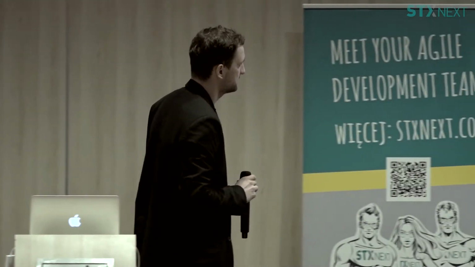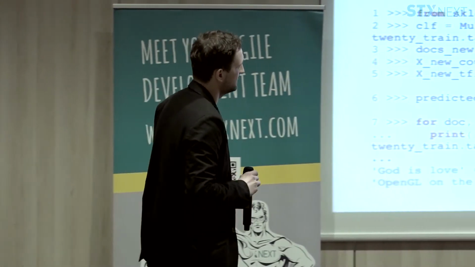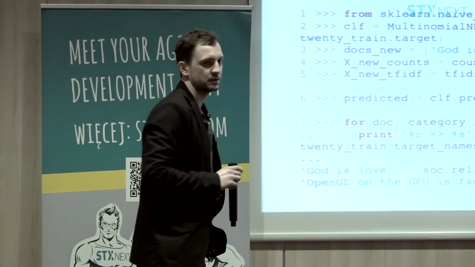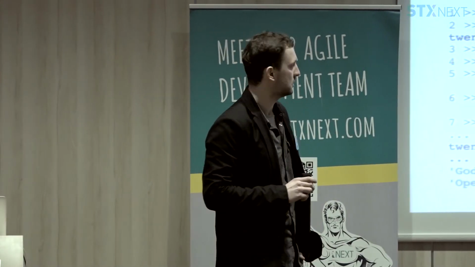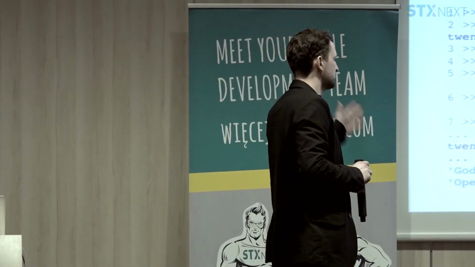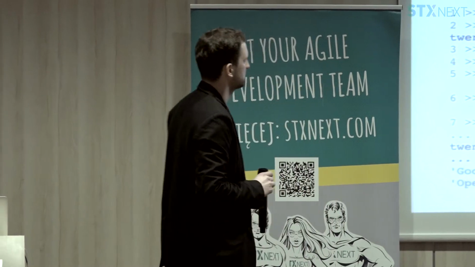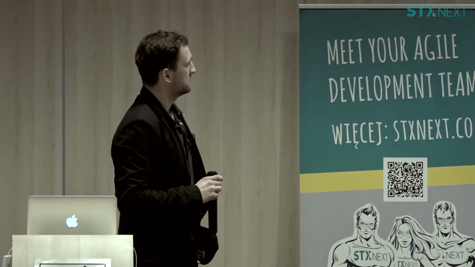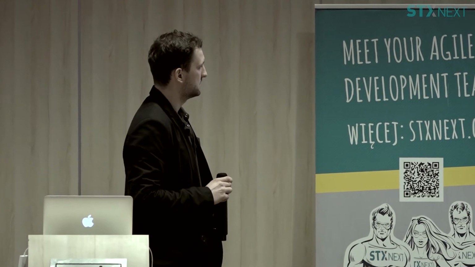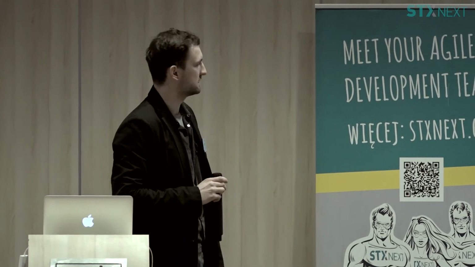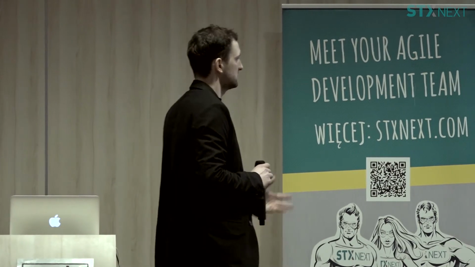So we just get 2 new strings, "God is love" and "OpenGL on the GPU is fast." So we can classify them, obviously, right, into 2 categories, Christianity and computer graphics. And we have to do all the stuff again. So that's our new data. So that's the unknown data. We don't have the features yet. We don't know which categories they fall into.